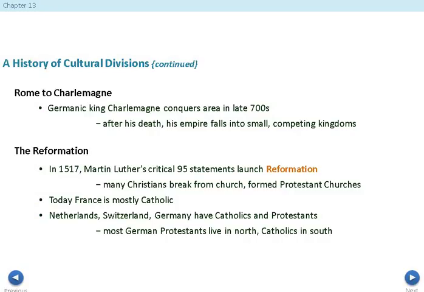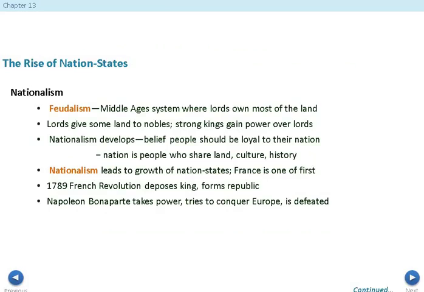So what we see then is the rise of the nation states, and this is probably the thing that you've heard about in your other readings in your other classes. Now, first of all, we've got to back up a little bit. The Middle Ages is going to be a system where they use feudalism, and what we have here is that we really have three different levels.